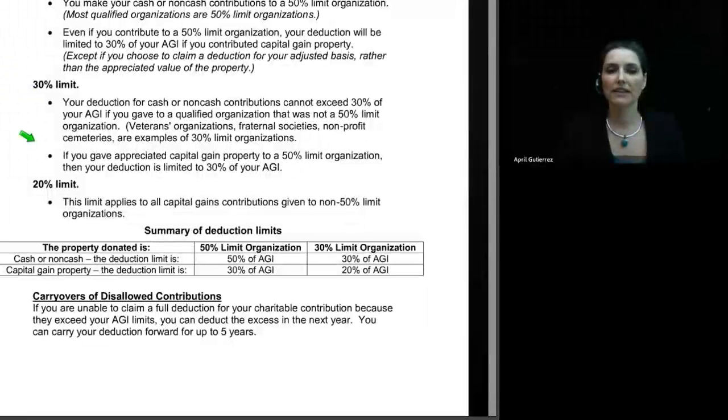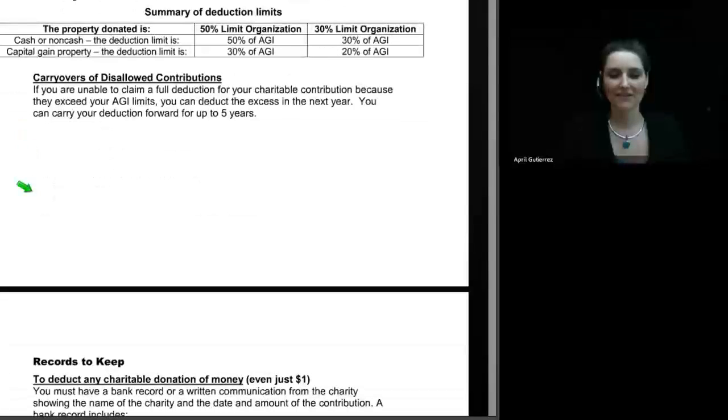So if you donate capital gain property to a 50% limit organization, your deduction is limited to 30% of your income. And if you donate capital gain property to a 30% organization, your deduction will be limited to 20% of your income. Any other amount carries forward.